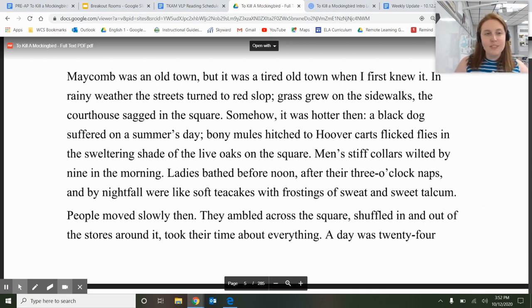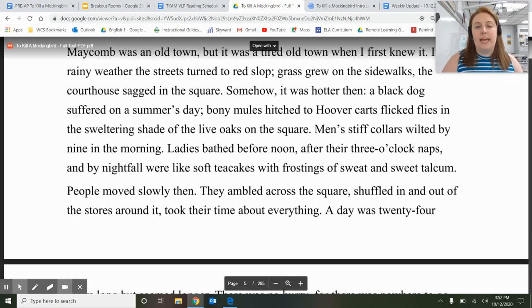Maycomb was an old town, but it was a tired old town when I first knew it. In the rainy weather, the streets turned to red slop. Grass grew on the sidewalks, the courthouse sagged in the square. Somehow it was hotter then. A black dog suffered on a summer's day. Bony mules hitched to Hoover carts flicked flies in the sweltering shade of the live oaks on the square. Men's stiff collars wilted by nine in the morning, and ladies bathed before noon, after their three o'clock naps, and by nightfall were like soft tea cakes with frosting of sweat and sweet talcum.